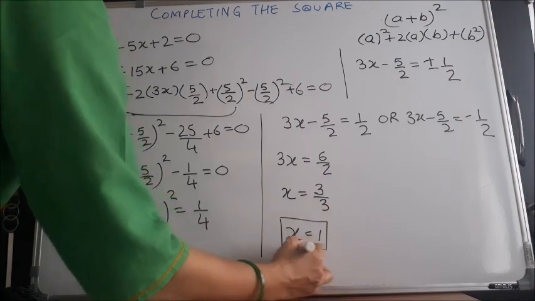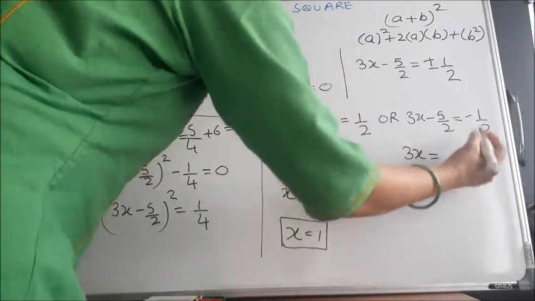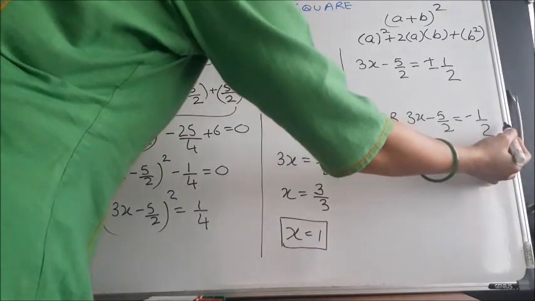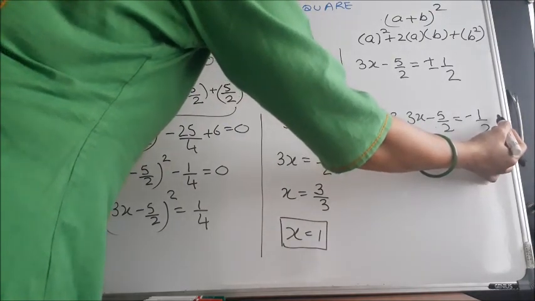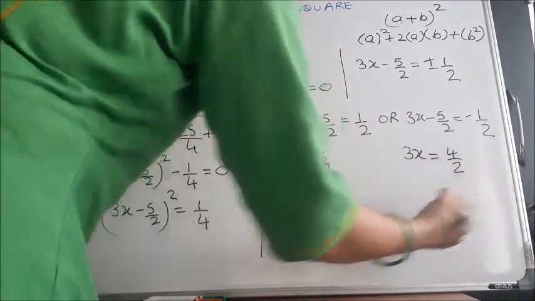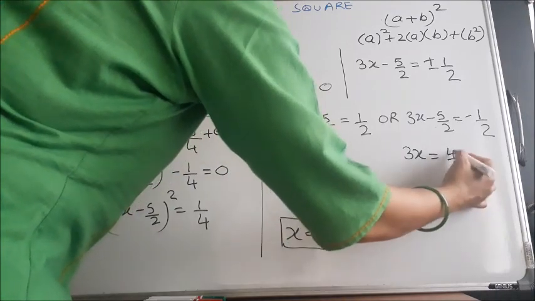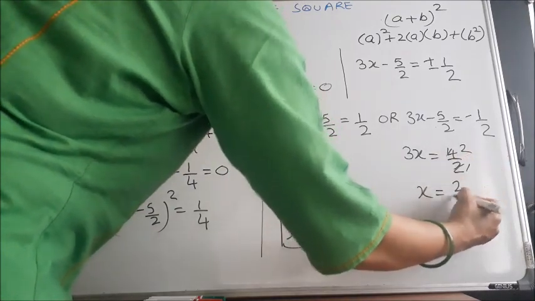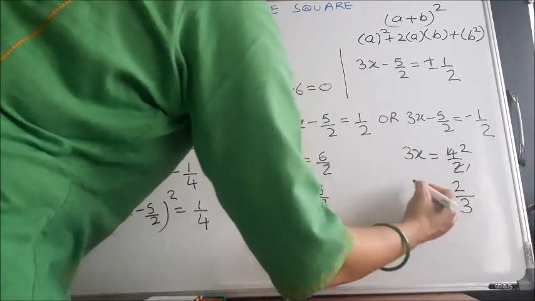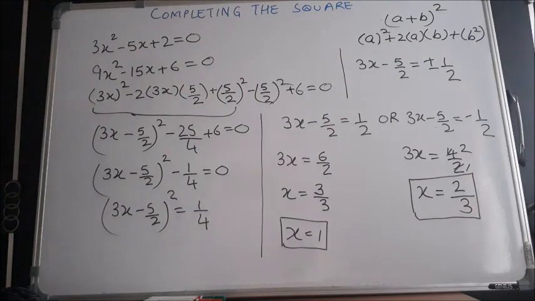So this is one of the solutions, and in this case you get 3x equal to minus 1 by 2, and this goes here, becomes plus 5 by 2. So plus 5 minus 1 gives you a 4. So you'll get 4 upon 2, and then that will give you x equal to, this will give you a 2. So 2 and 3 comes here, becomes upon 3. So this is the other solution. So this is how you solve the equations using completing the squares.